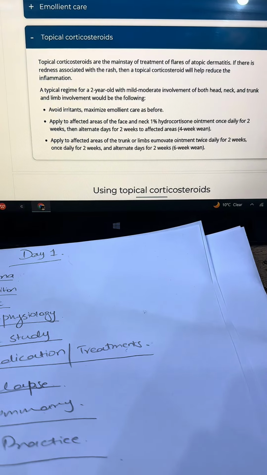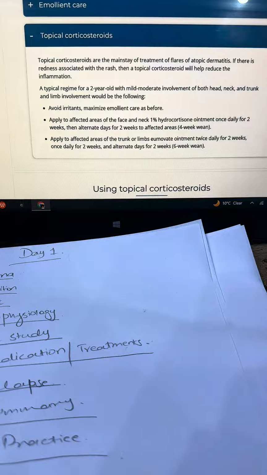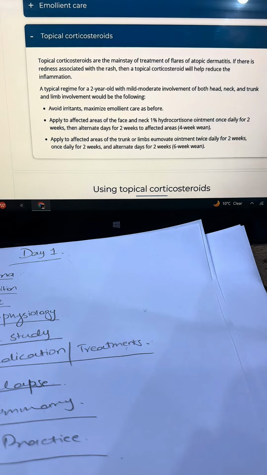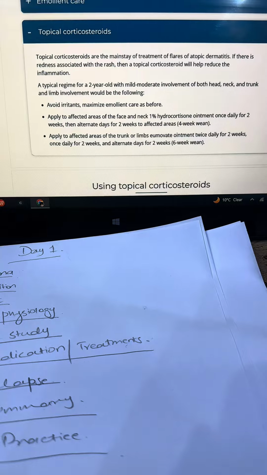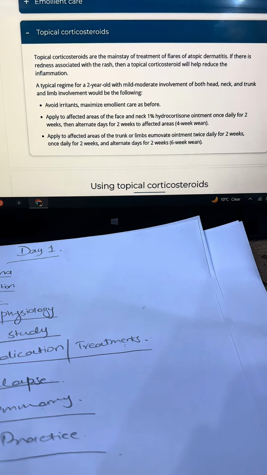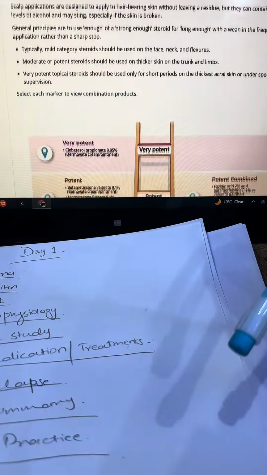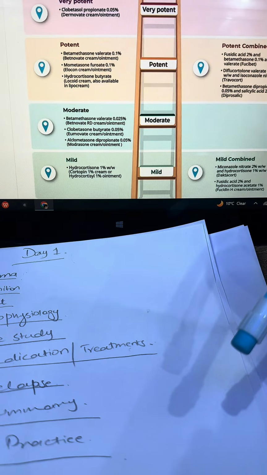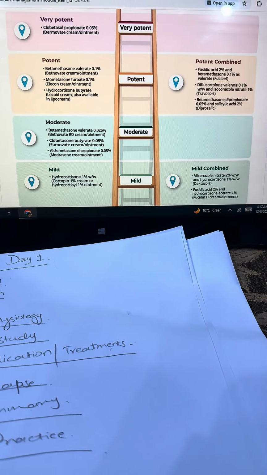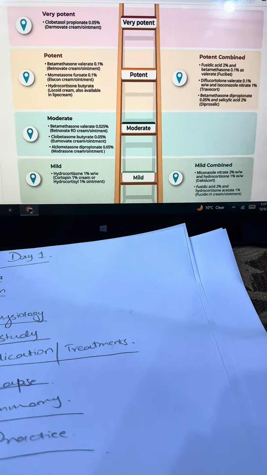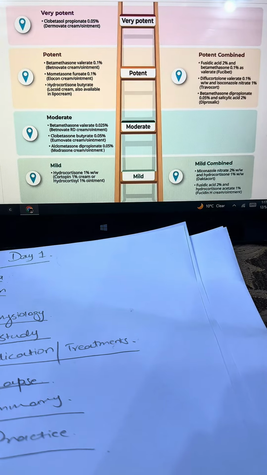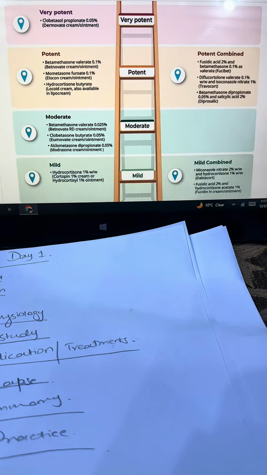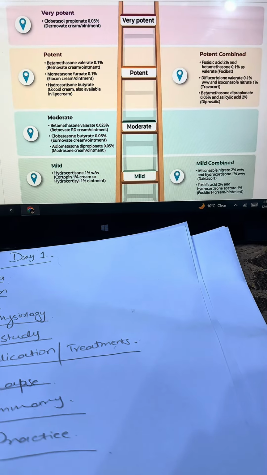First of all, we can use on the face a 1% hydrocortisone ointment for 2 weeks, once daily, and after the 2 weeks, we can change to alternate days. This is the most important and most useful thing to memorize in atopic dermatitis treatment.